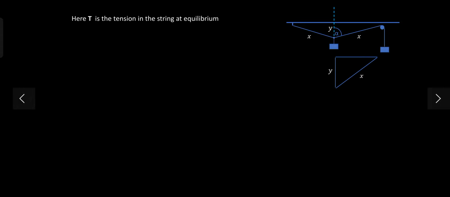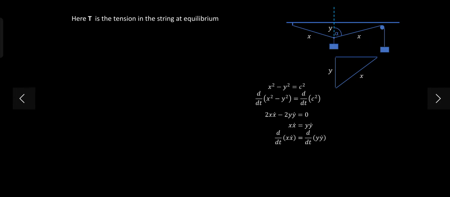Now I will apply the Pythagoras theorem for this right angle triangle. It will be x square minus y square is equal to c square, where c is the third side, or we can say the constant side. I am applying the differential operator on both the sides. We will get this, and then this. I am again applying the differential operator. Here the differential operator is just the derivative of the parameters with respect to time. So I will get this.